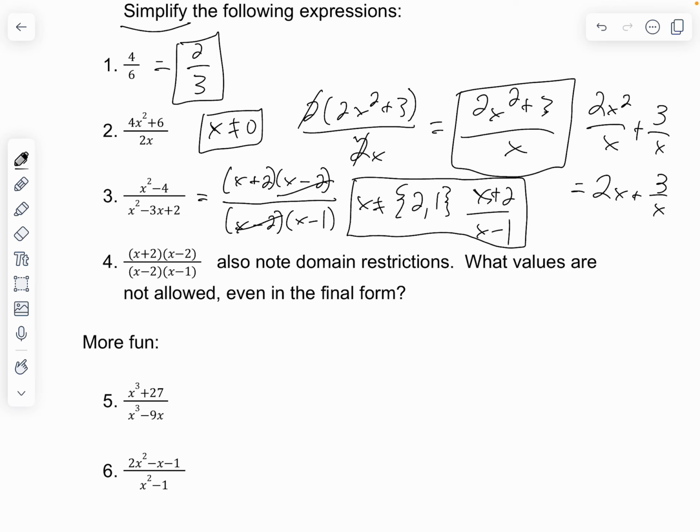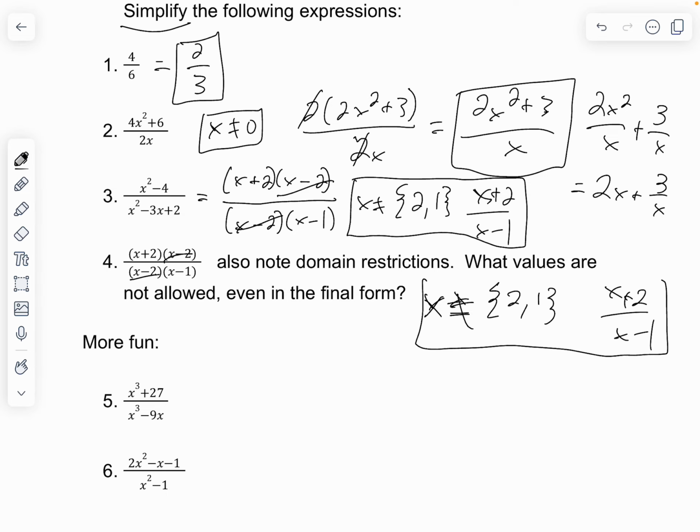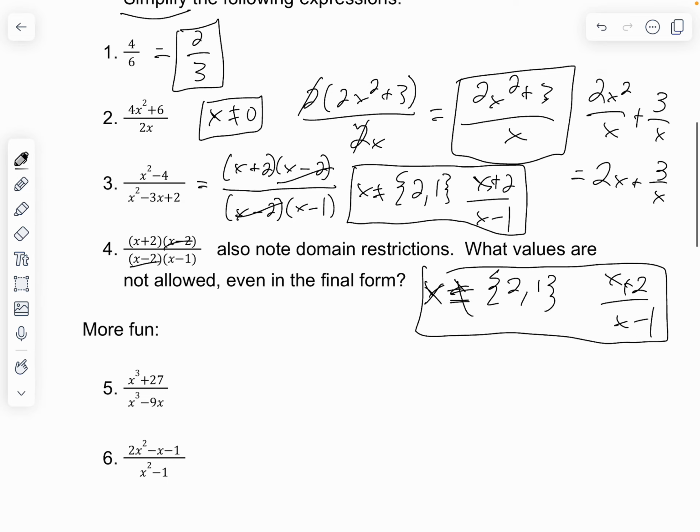Next one, it's given in factored form. Is that the same answer as the last one? It totally is. All right, well, the x minus 2's cancel, so it's the same answer. X can't be 2 or 1. And the final answer is, a bad not equals, sorry, the final answer is x plus 2 over x minus 1. So we had to factor for the first one, but this was the same problem, and they just had it factored for us already.